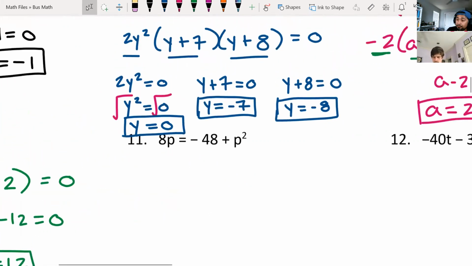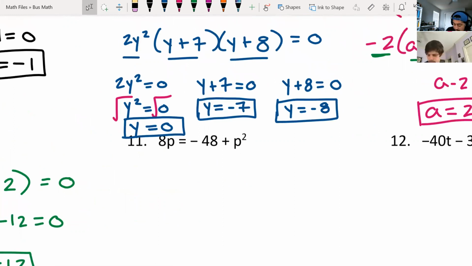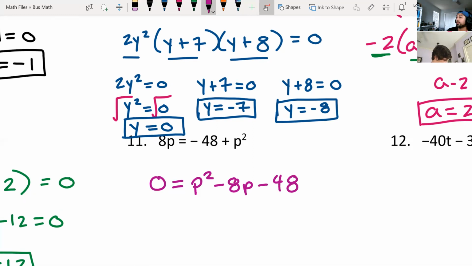Keep moving. All right, 11. You have 8p equal to negative 48 plus p squared. Okay, so again, I want to put everything in proper form. So what we're going to do this time is take this 8p and subtract it to the right side, since everything's on the right side. If we do that, you'll get 0 on the left side. And in proper form, you'll get p squared minus 8p minus 48.